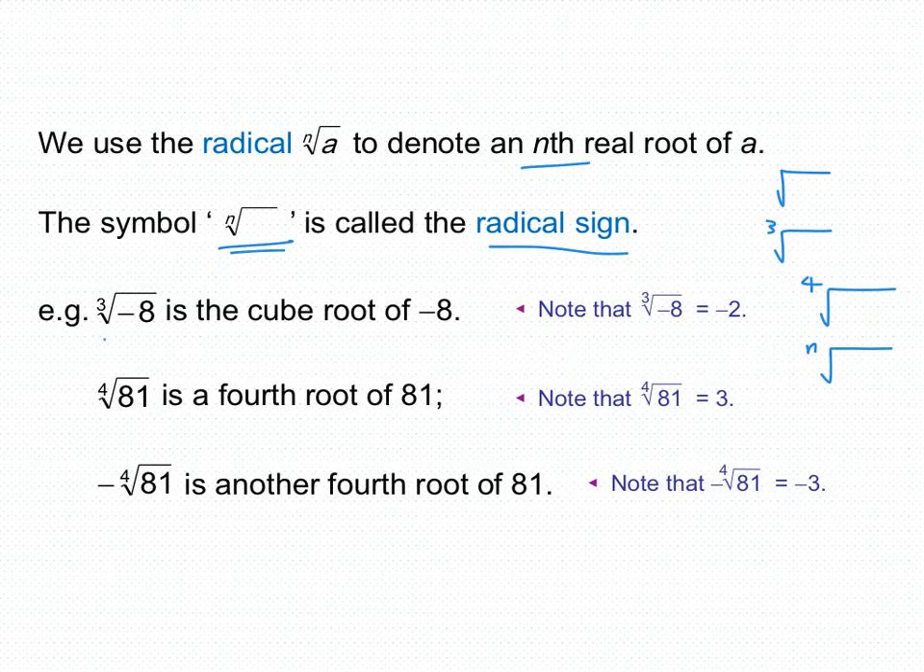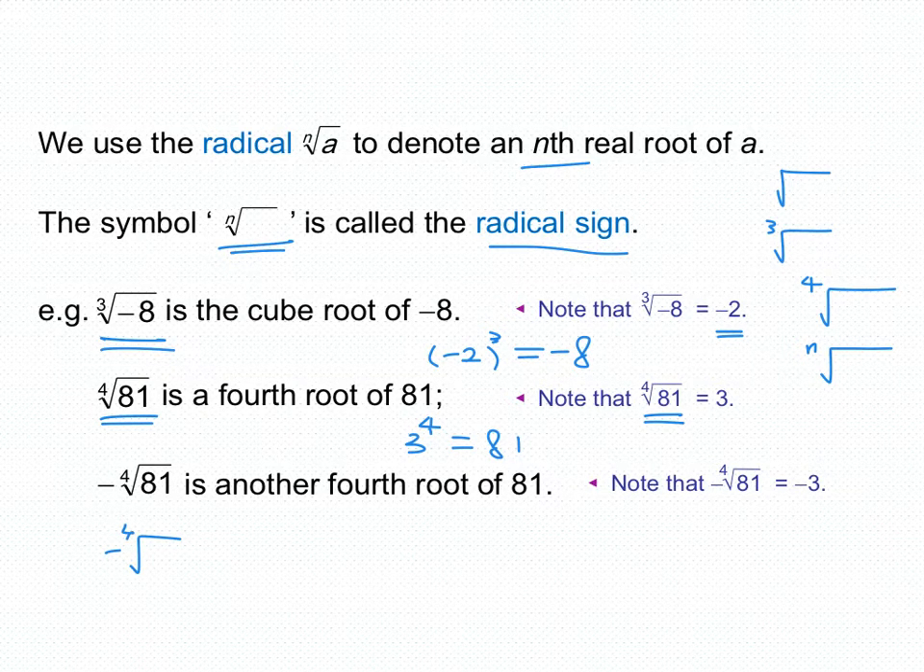For example, here, the cube root of negative 8 equal to negative 2 because negative 2 to the power 3 is equal to negative 8. So the cube root of negative 8 is equal to negative 2. Okay, fourth root means you need to find a number to power 4 equal to 81. 3 to power 4 equal to 81. So 3 is the fourth root of 81. And a negative fourth root of 81 equal to negative 3.